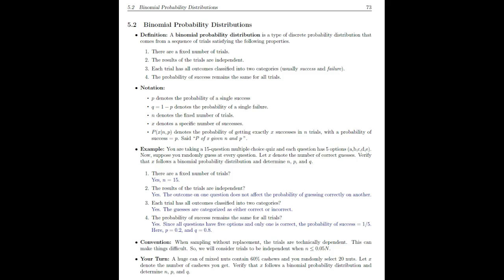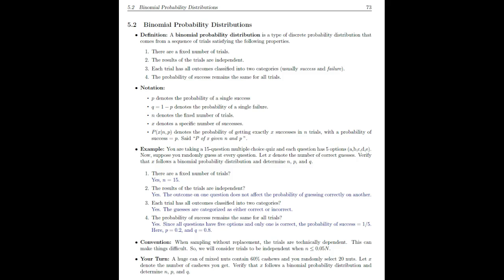Like I was saying, I was talking about notation. P denotes the probability of a single success on one trial. So doing the thing one time, what is the probability of getting a success? Q is going to represent the complement of getting a success, or the probability of a failure, which is always given by 1 minus P.